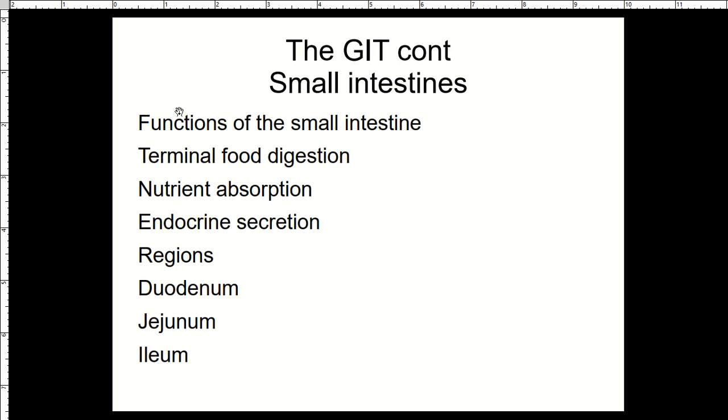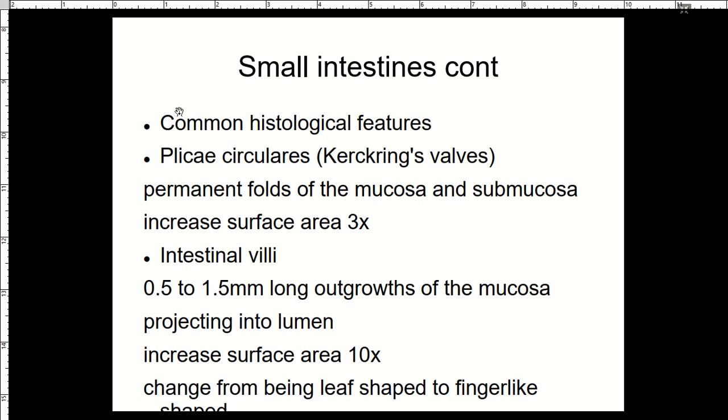So the function: terminal food digestion, nutrient absorption, as well as endocrine secretion. Very important. So let's take a look at the small intestine. Histologically, the small intestines have permanent folds that are called plicae circulares. Plicae circulares, these are permanent folds of the mucosa and the submucosa.